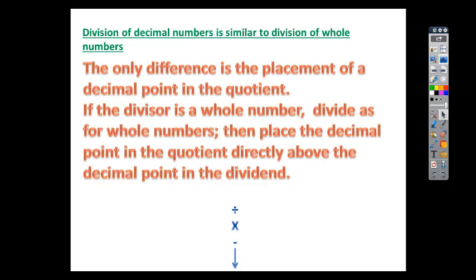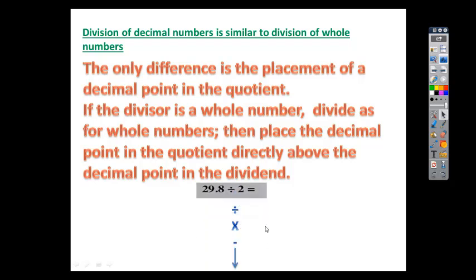Okay, division of decimal numbers is similar to division of whole numbers. In this lesson, we learn how to divide decimal numbers, and it's like dividing a number by a whole number. We will do the same four steps: divide, times, minus, and then bring it down. The only difference is the placement of the decimal point in the quotient. When you see the point in the dividend, you have to put it up in the quotient.